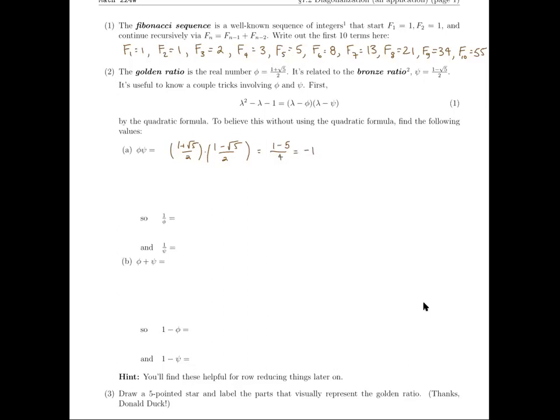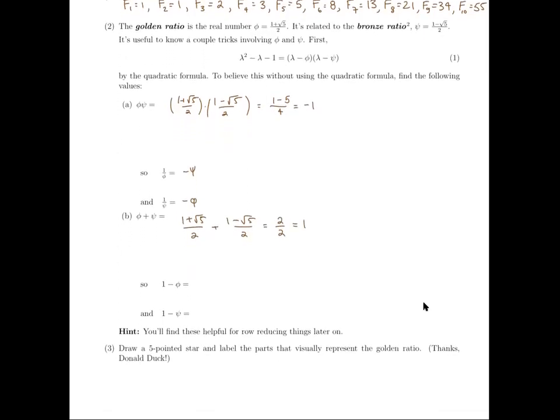And that means that if I think about reciprocals, the reciprocal 1 over phi is going to be negative c, and the reciprocal 1 over c is going to be negative phi. Now let's add these together and do 1 plus root 5 over 2 plus 1 minus root 5 over 2. We see that the root 5s are going to cancel. We end up getting 2 over 2, which is 1, which means that 1 minus phi is c, and 1 minus c is phi. So these are some handy things that we're going to use later on when we end up row reducing some stuff, believe it or not.